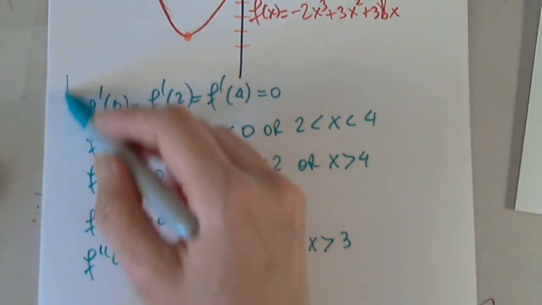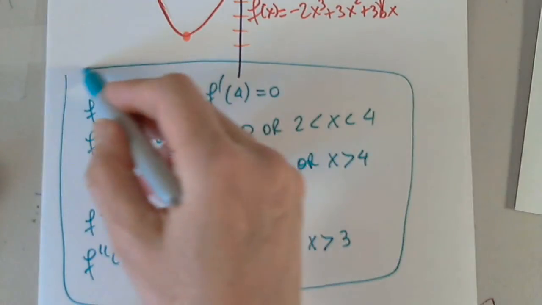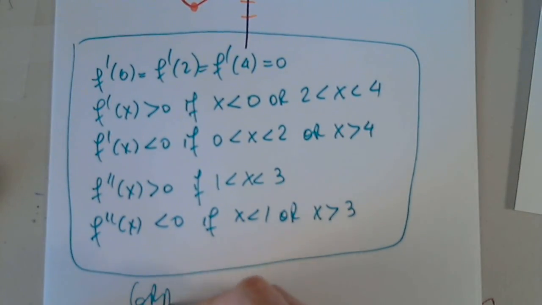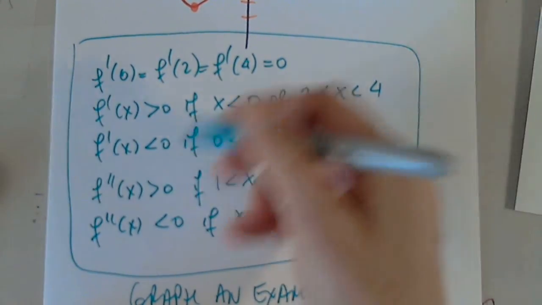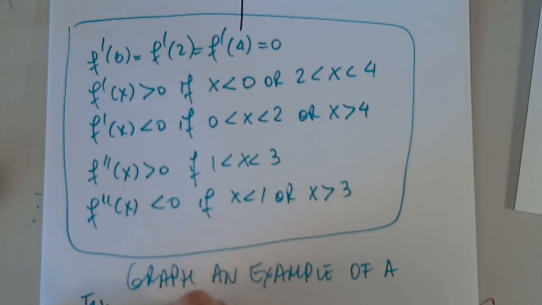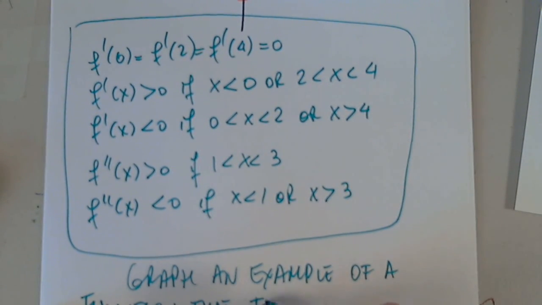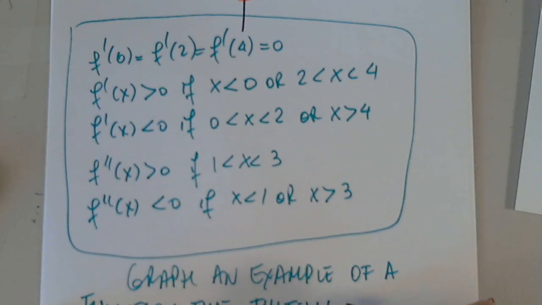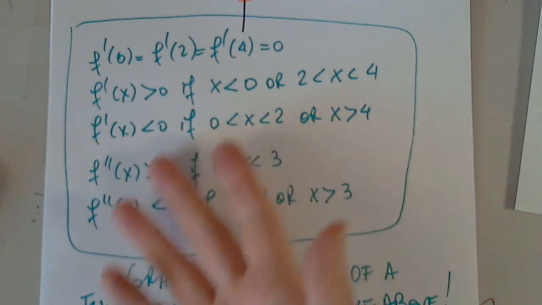And we are asked to, given all this, graph an example of a function that fulfills the above conditions. We've done this in almost each and every chapter so far. This is gibberish, right?